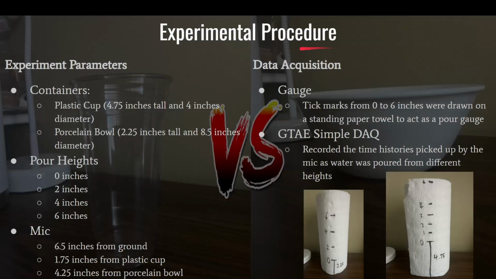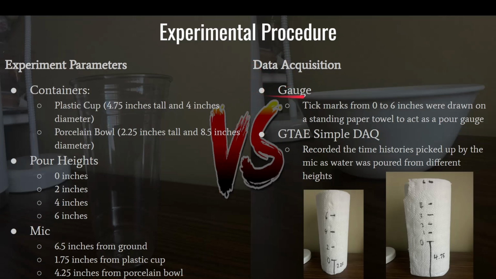So moving on to experimental procedure, these are my experiment parameters. The containers were a plastic cup and a porcelain bowl. The plastic cup was 4.7 inches tall and 4 inches in diameter, and the porcelain bowl was 2.25 inches tall and 8.5 inches in diameter. The pour heights were 0, 2, 4, and 6 inches, in increments of 2, and the mic was 6.5 inches up from the ground, which meant that it was 1.75 inches from the top of the plastic cup and 4.25 inches from the top of the porcelain bowl.